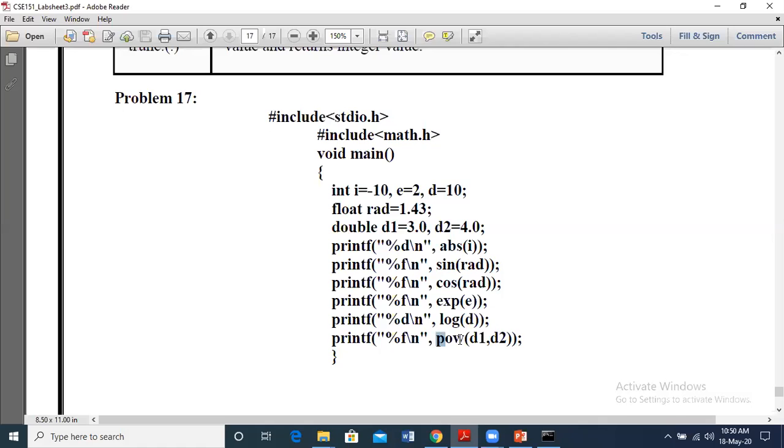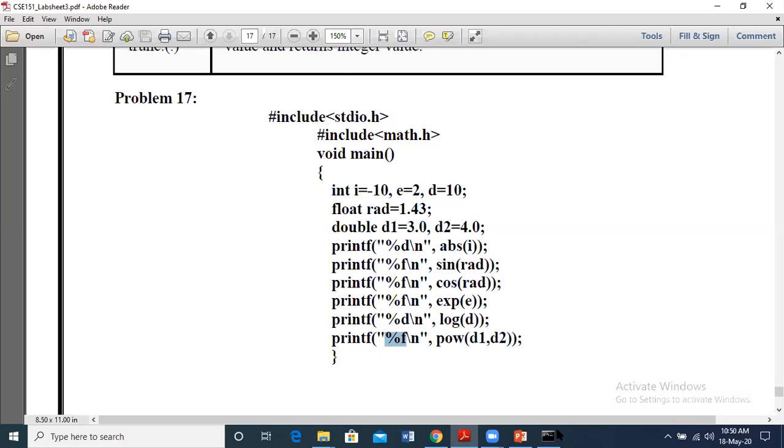Next function we have is power. So d1 comma d2. d1 is 3 and d2 is 4. So it will calculate 3 power 4. What is 3 power 4? 3 into 3, 81, ma'am. 81, right? So 3 is multiplied 4 times. So that is power 3 power 4. It will calculate and display in the printf.